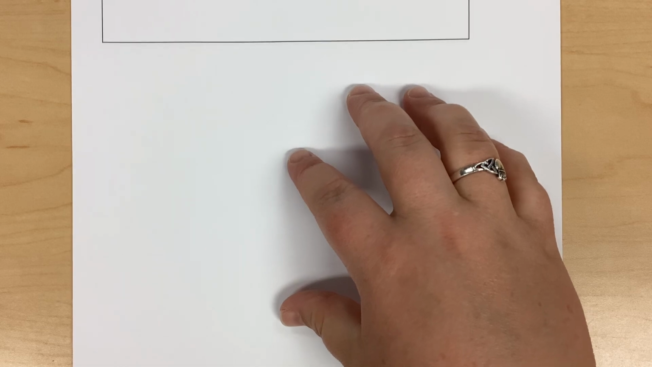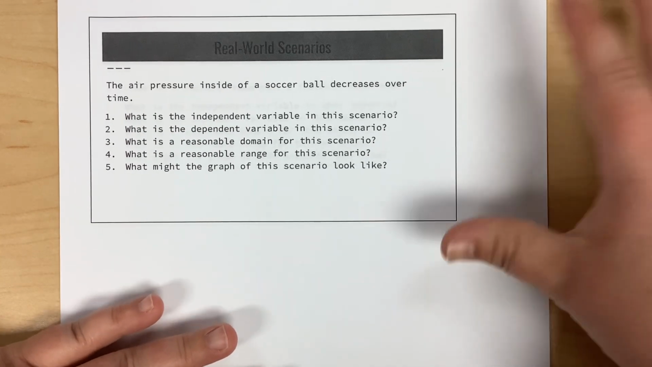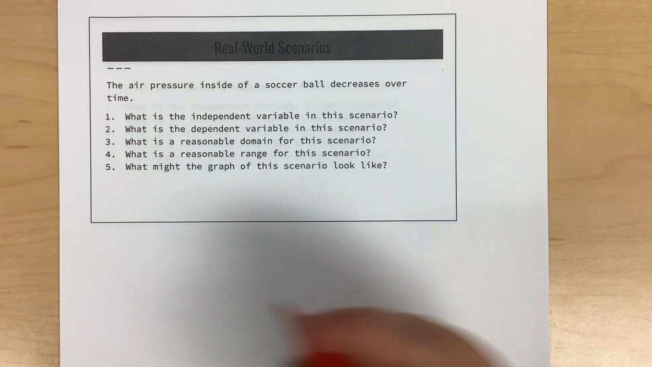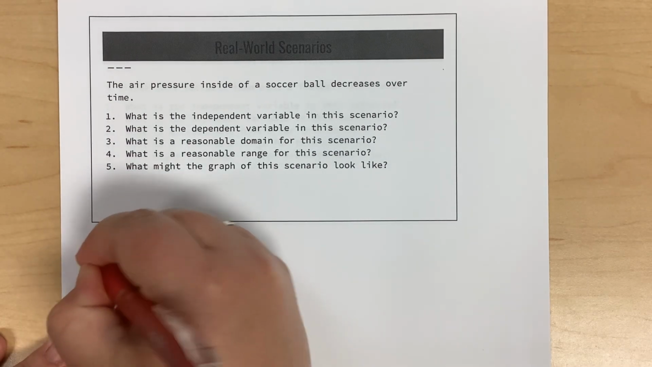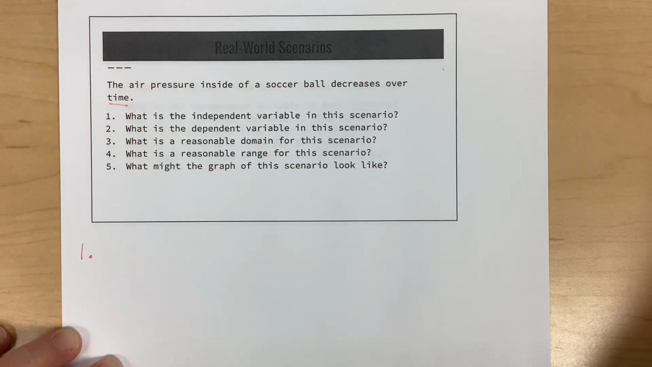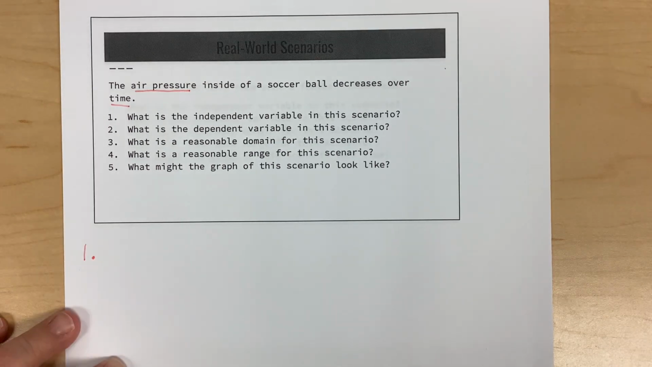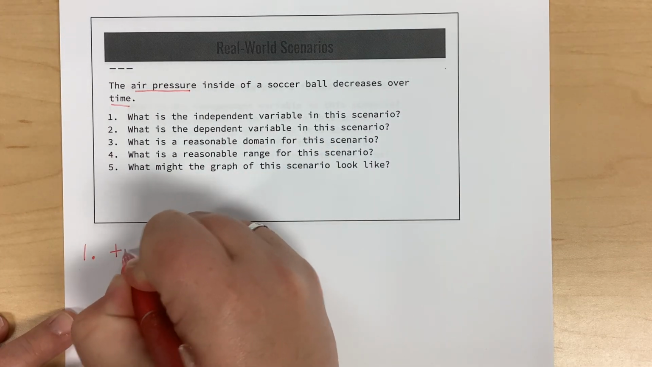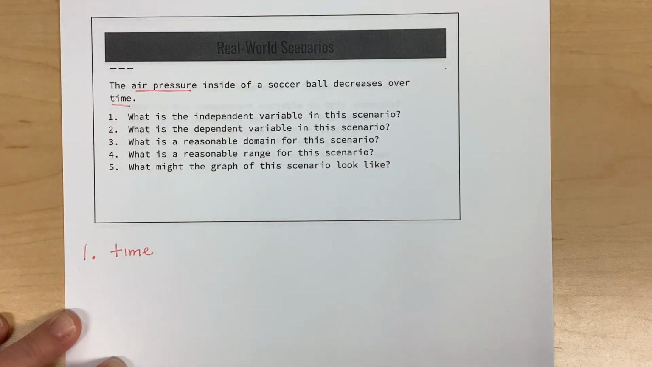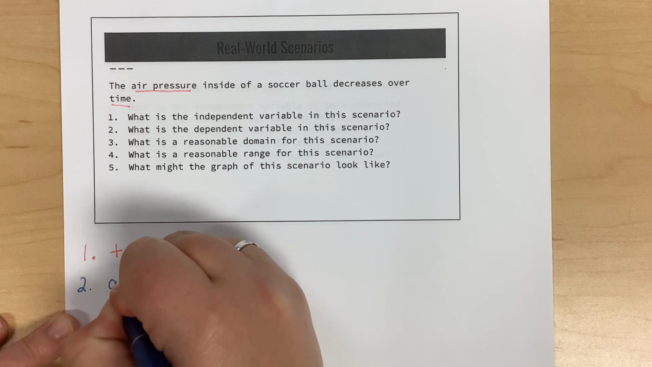The air pressure inside of a soccer ball decreases over time. All right, same idea here. Number 1, what is the independent variable? Well, first of all, our 2 variables, once again, time is one of them, and we also have air pressure. Now, the air pressure in the ball is going to depend on how much time has passed, so that means time is my input, my independent variable, which means air pressure is dependent.